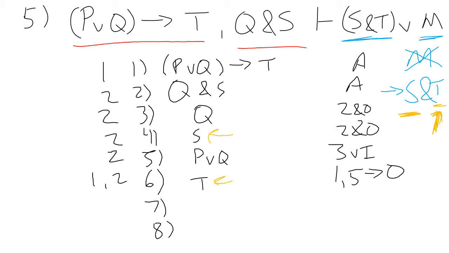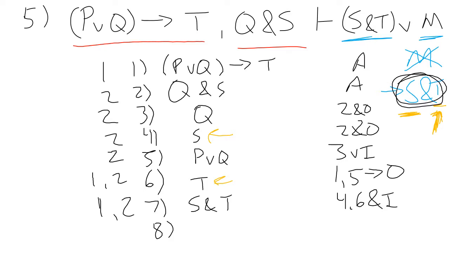So let's put them together. S and T from 4 and 6. Ampersand in. 4's got 2, 6 has got 1 and 2. And now I've got one side of my conclusion, so I can wedge in the other side. 7 wedge in. 1, 2. And that is our proof for this one.